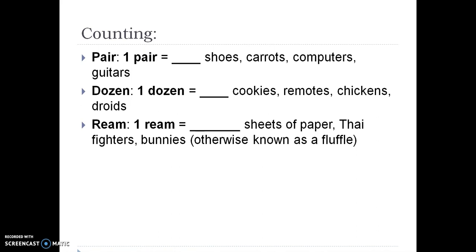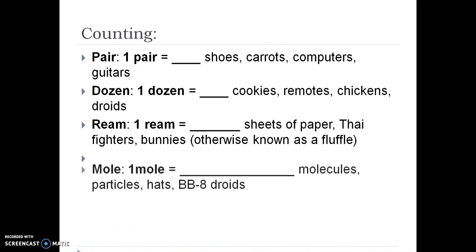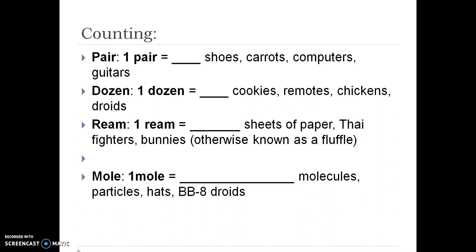Alright, so all of these are counting numbers. The mole is just the same thing as one of those.